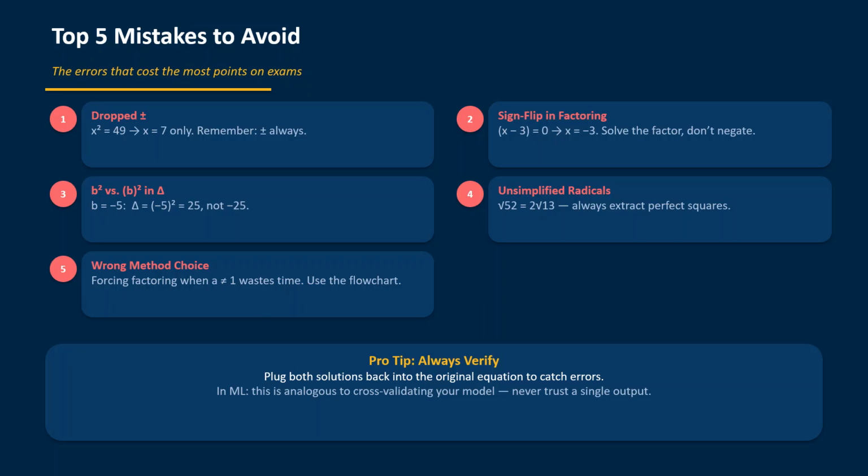Number 5. Wrong method choice. Do not force factoring on a quadratic that does not factor neatly. If you spend more than 30 seconds looking for factors, switch to the quadratic formula. A professional tip. After finding your solutions, substitute them back into the original equation to verify. It takes 10 seconds and catches almost every error.